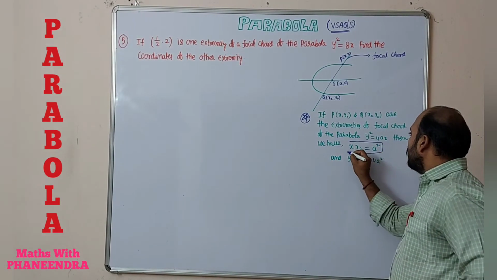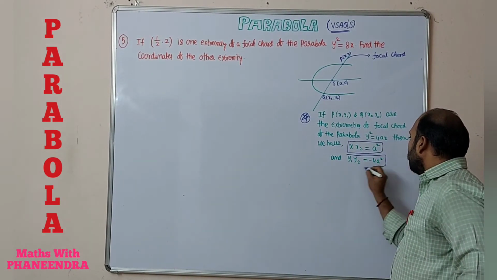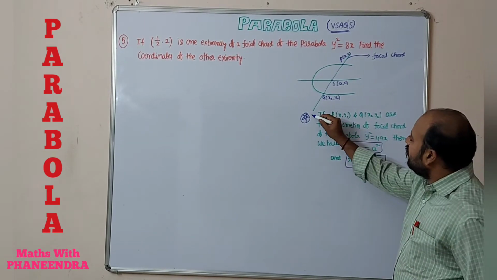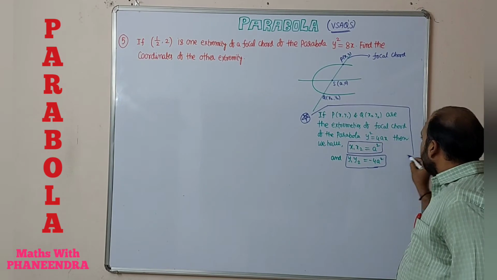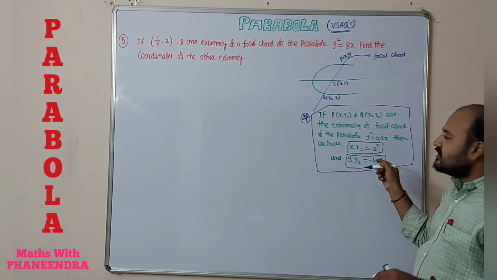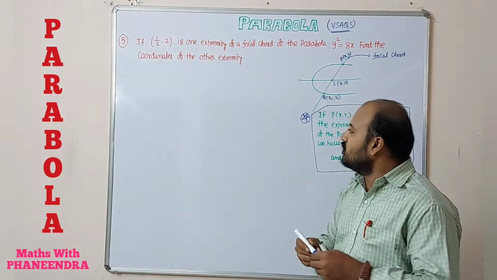One is x1 x2 equal to a square. Another one is y1 y2 equal to minus 4a square. This is a very important result. Based on that, we are going to do this sum.